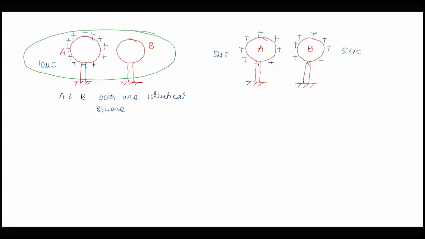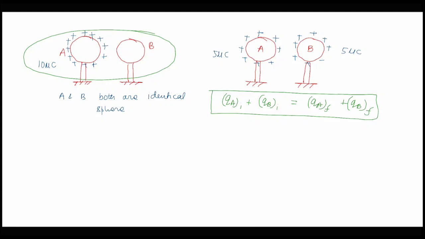So I can say charge of A initially plus charge of B initially is equal to charge of A finally plus charge of B finally. This is how we can write a conservation statement for this system, which involves charge transfer between A and B. Here we mean that the net charge remains constant even though it may not be zero.